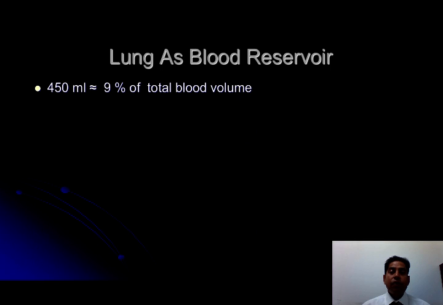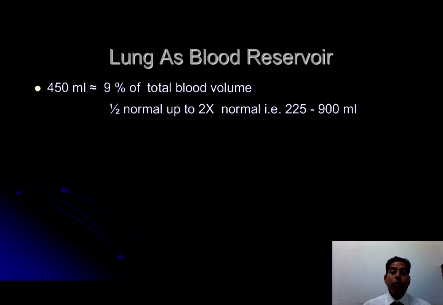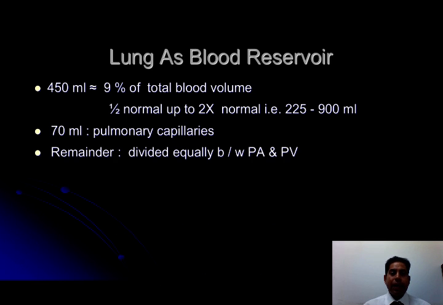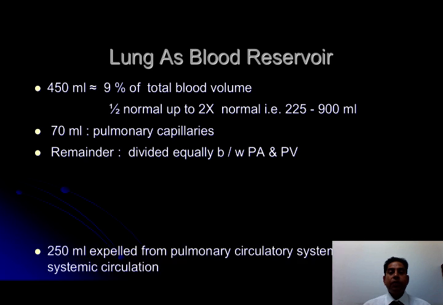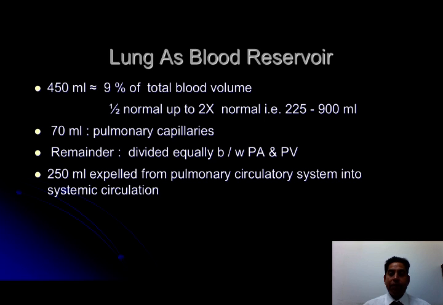If you look at the reservoir function of the lungs, 450 ml, or approximately 9% of the total blood volume, remains in the lungs. Of course, this can vary between half the normal up to 2 times the normal. That means the lungs can hold from 225 milliliters to 900 ml of blood, of which 70 ml is in the pulmonary capillaries. The remainder is equally distributed between the pulmonary arteries and the pulmonary veins.